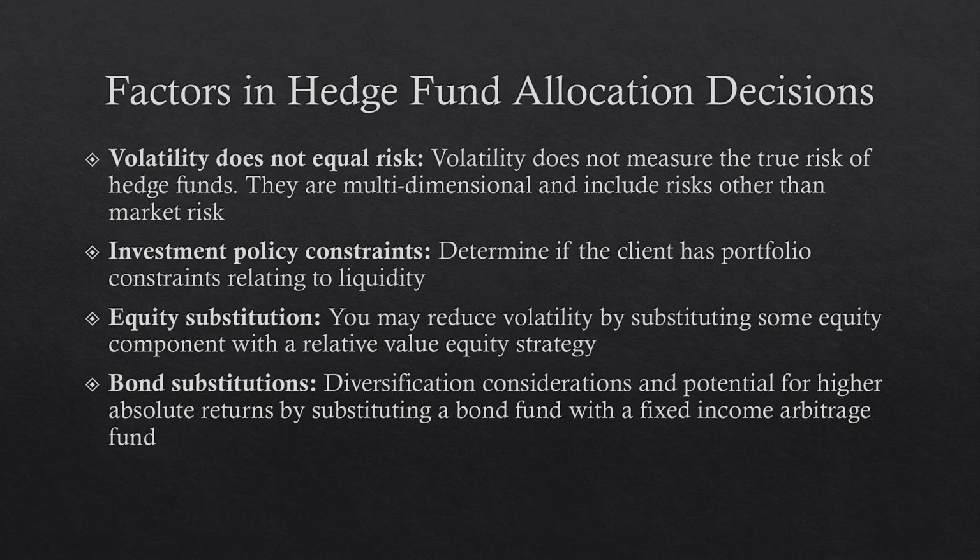Investment policy constraints. So sometimes you need to determine if the client has portfolio constraints relating to liquidity. Hedge funds aren't as liquid as ETFs or mutual funds or other managed products, so that is something to keep in mind. Equity substitution. So you may reduce volatility by substituting some equity component with a relative value equity strategy. And bond substitution. So there are diversification considerations and potential for higher absolute returns by substituting a bond fund with a fixed income arbitrage fund.